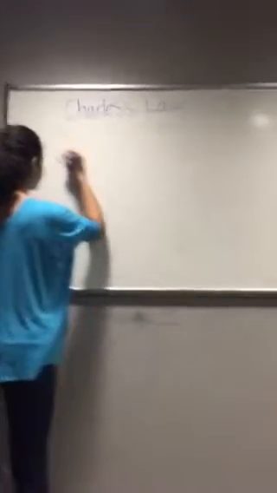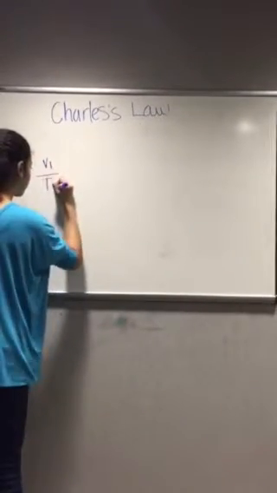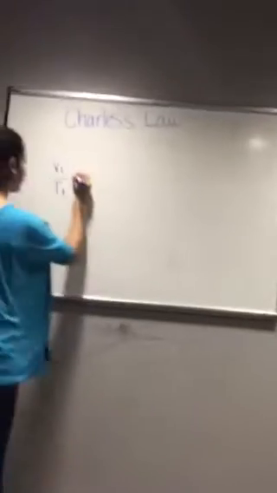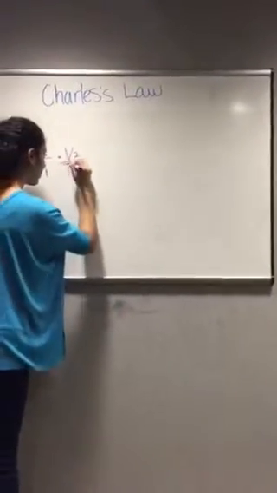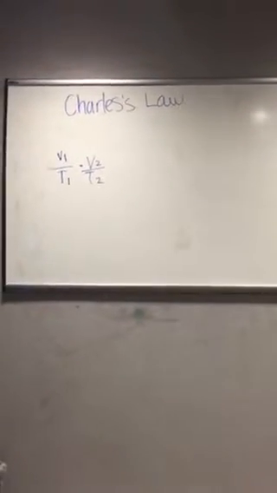So basically, the volume of a gas varies directly with the Kelvin temperature of the gas if the pressure is held constant. So we're just going to write the equation first like we did for the first one. So it's V1 over T1 equals V2 over T2. Okay, so I'm just going to read the problem and then we're going to do the rest of this later.